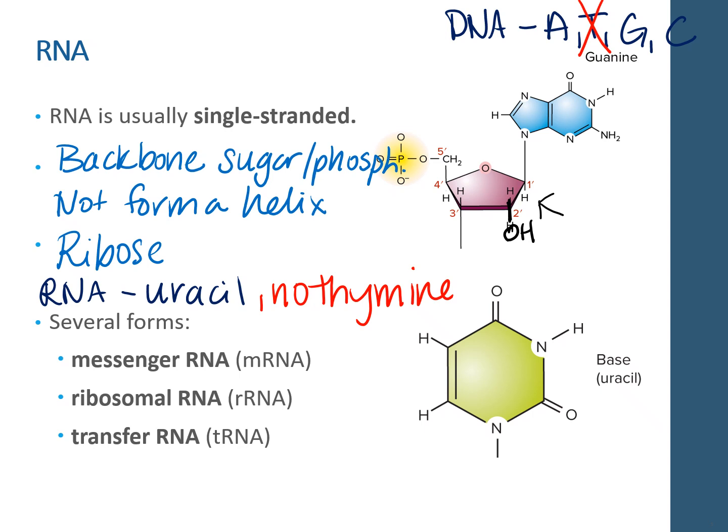So 3 main differences between RNA and DNA. One is that RNA is single-stranded. RNA contains ribose instead of deoxyribose, and RNA contains uracil instead of thymine.